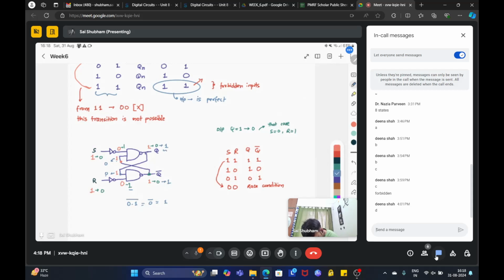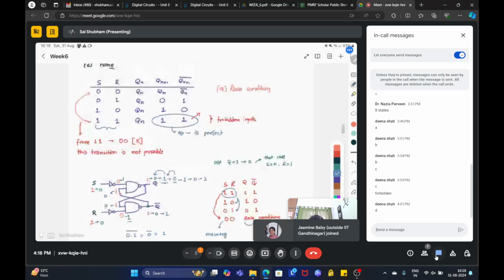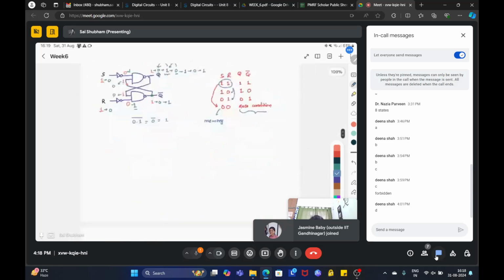And once Q is 1, this condition is repeated, so the output will be 0. And when the output is 0, this condition is repeated, so you will have a pattern of 1 0. So it won't be able to settle anywhere. Okay, so that is the reason. Once you have SR as 1 1, you cannot go back to the memory condition, because this will create the race condition. Okay, you can definitely shift to the other two conditions. So this was the reason. This is the explanation. Fine.